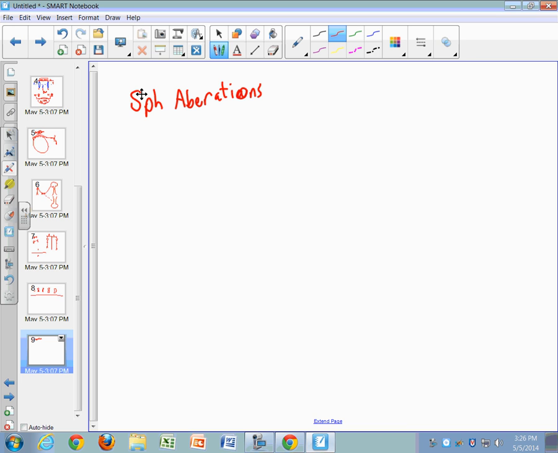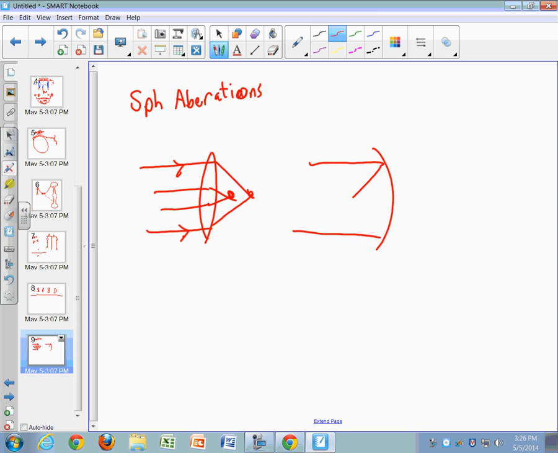Spherical aberrations, these are lenses and mirrors, right? And the problem is that light rays coming in focus at different points from different parts of the lens. They also occur in mirrors. They just focus at different points. So you get a fuzzy image. The easiest way to deal with this is just to put an aperture right there.